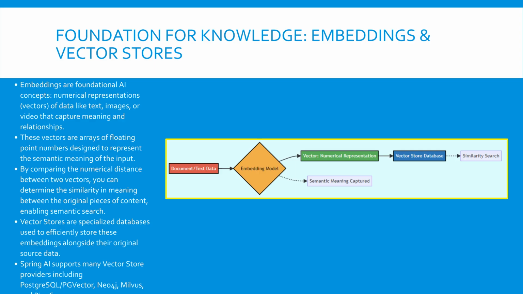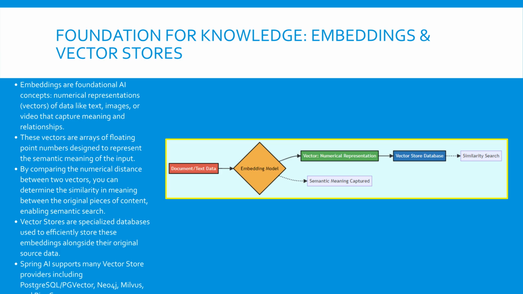Embeddings are generated by specialized models that take a piece of information, such as a document, a sentence, or even an image, and convert it into a dense vector, an array of floating point numbers. Crucially, these numbers are designed to capture the semantic meaning and relationships between data points. If two pieces of text have similar meanings, their corresponding vectors will be numerically close to each other in the vector space. This allows for semantic search, where you search by meaning, not just keywords.